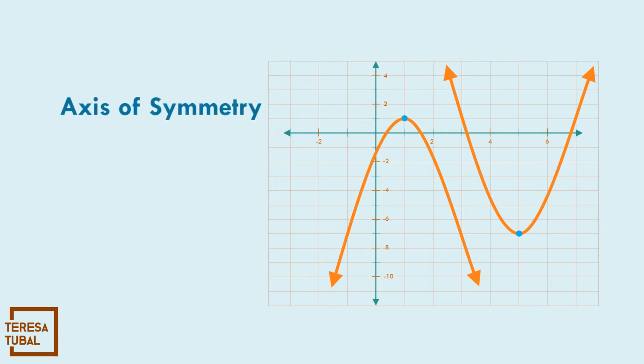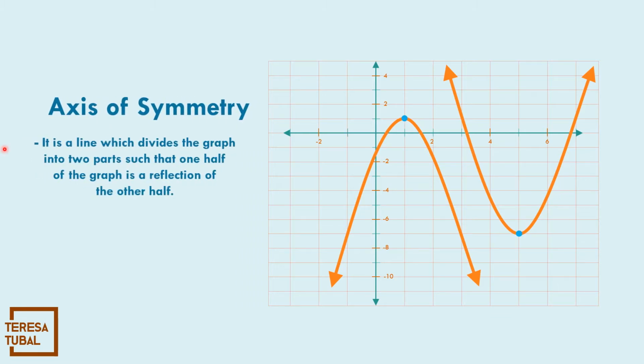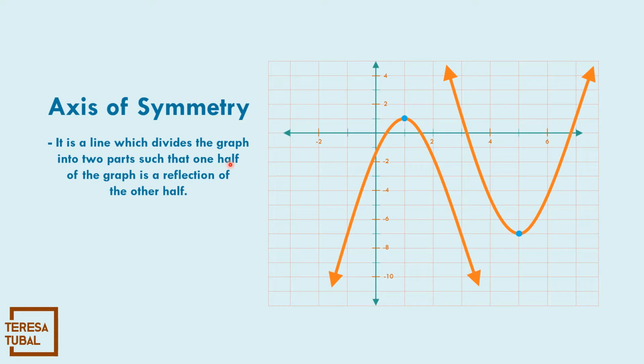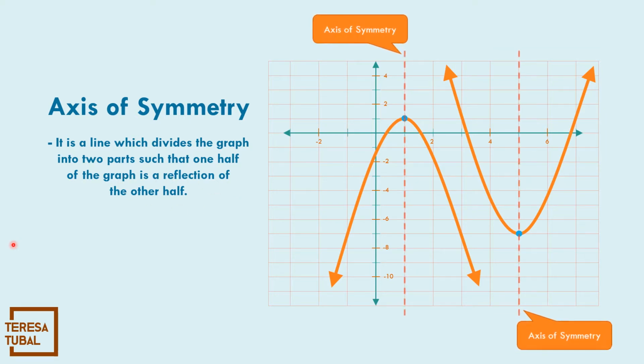How about the axis of symmetry? Axis of symmetry, it is a line which divides the graph into parts such that one half of the graph is a reflection of the other half. So this is the axis of symmetry. So the axis of symmetry, that is the dotted line you can see. So that is the axis of symmetry of the graph when the parabola opens downward, and this is the axis of symmetry of the graph that opens upward.